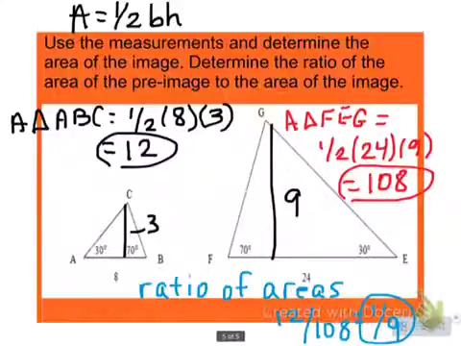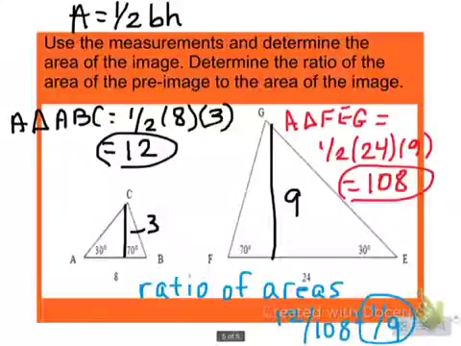So I found the area of triangle ABC to be 1/2 times 8 times 3, which equals 12. And I found the area of triangle FEG to be 1/2 times 24 times 9, and that gave me 108. So to find the ratio of the areas, the area of my pre-image was 12, and the area of my image was 108, and I reduced that and I get 1/9.